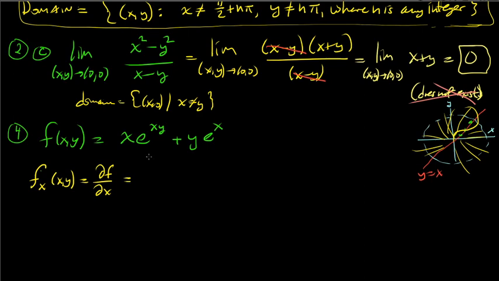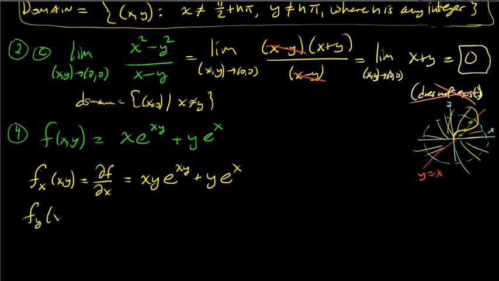So now y is the constant, right? So we're going to get x times x squared, e to the xy, right? Wait. Y is the constant, right? Yeah, if y is the constant, x is the variable, it's x times y, e to the xy, right? And then plus y, e to the x.